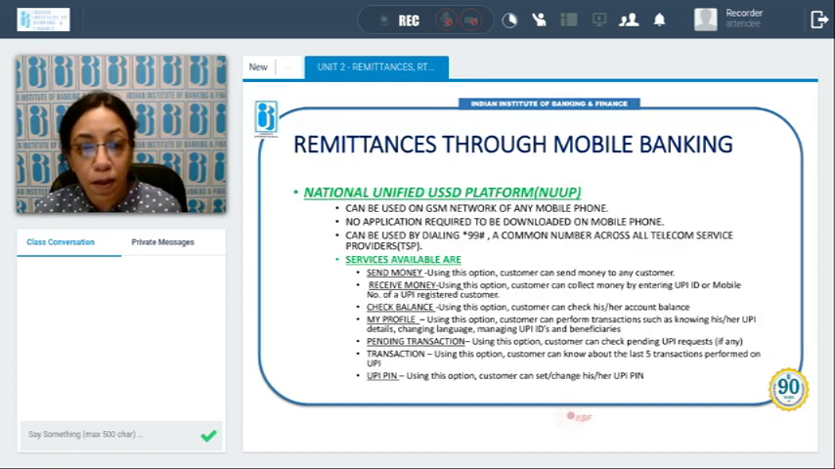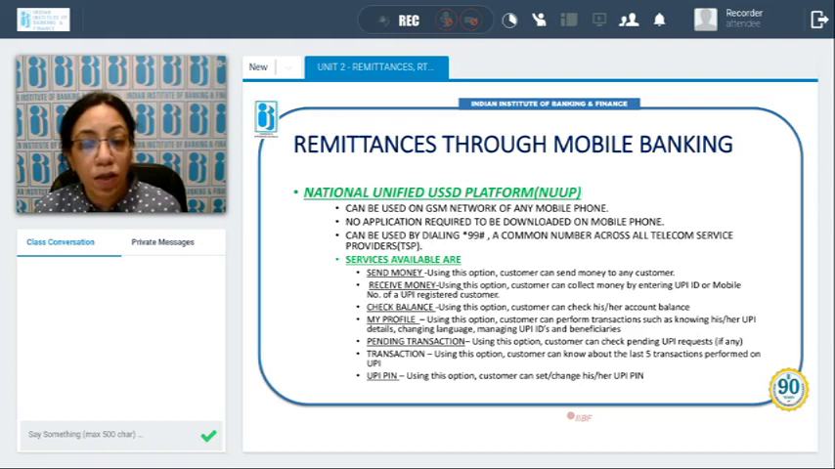Now, remittance through mobile banking. National Unified USSD Platform, the short form is NUUP. It can be used on GSM network of any mobile phone. No application required to be downloaded on mobile phone, and it can be used by dialing *99#, a common number which is across all telecom service providers. This is through mobile banking.